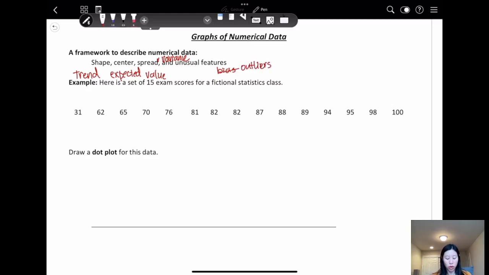Okay, so here is a set of 15 exam scores for a fictional statistics class. It's already sorted from the lowest grade to the highest grade. Now they ask you to draw a dot plot for this data. So, okay, how do we do it?